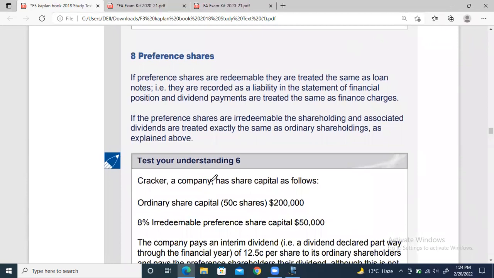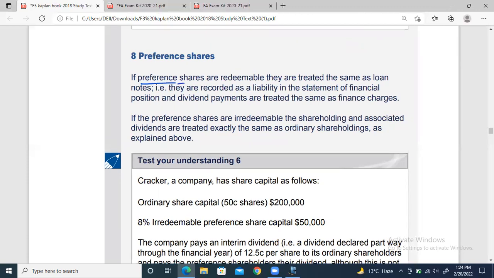Now preference shares, which we already discussed. If preference shares are redeemable, as we discussed at the start, they are treated the same as loan notes. They are recorded as a liability. So redeemable equals liability, and dividend payments are treated the same as finance cost. But if preference shares are irredeemable, they are treated exactly as ordinary shareholdings, as equity. Remember the treatment I told you yesterday. Redeemable equals liability and irredeemable equals equity. It's very simple.